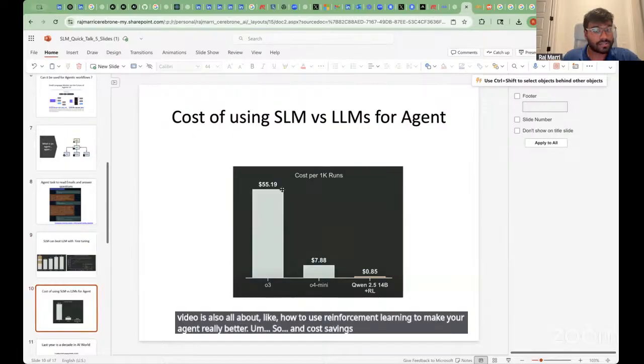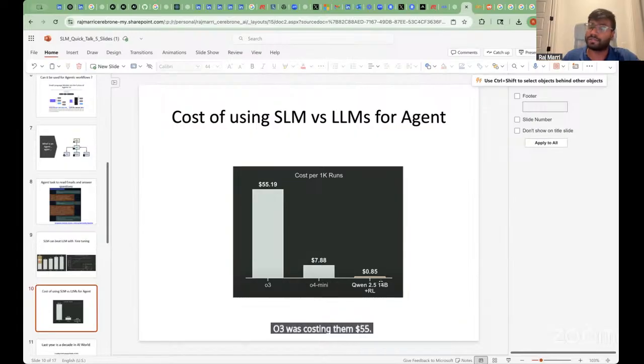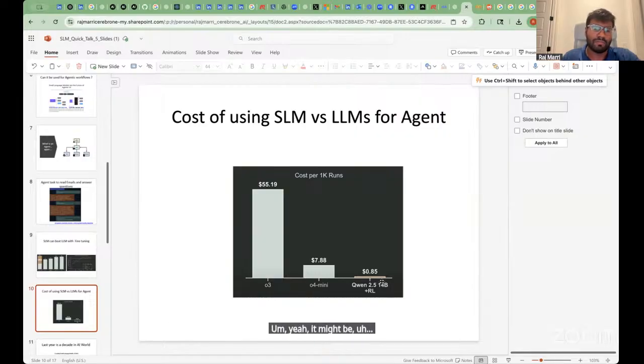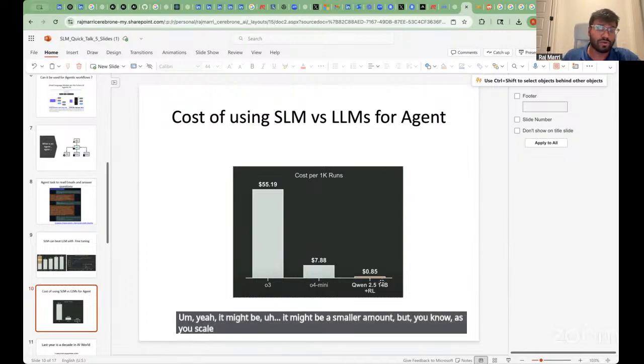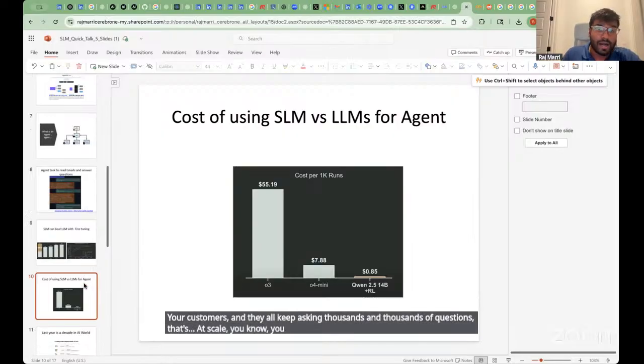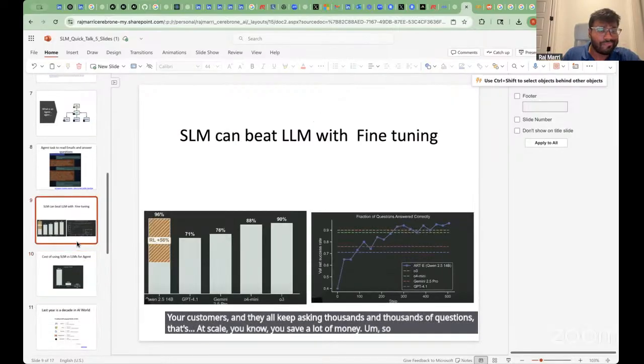And cost savings. If you look at the cost savings for 1,000 runs, O3 was costing them $55. O4 was $7, whereas Qwen is costing them like 85 cents. It might be a smaller amount, but as you scale, maybe you're exposing this agent to your customers, and they all keep asking thousands and thousands of questions. At scale, you save a lot of money. So this is a great use case.